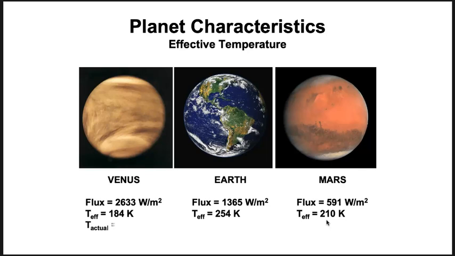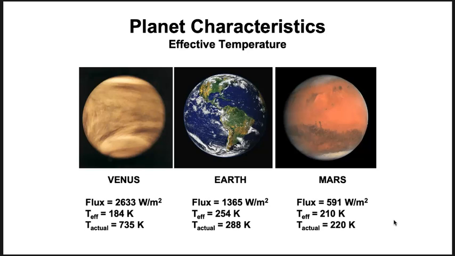And the actual temperature of Venus is 735 Kelvin. Those don't match. The actual temperature on Earth is 288 Kelvin. Also doesn't match. The actual temperature on Mars almost matches: 220 Kelvin. What's going on here? Why doesn't the effective temperature match the actual temperature?